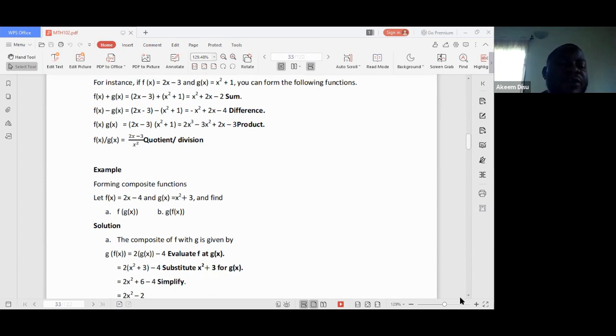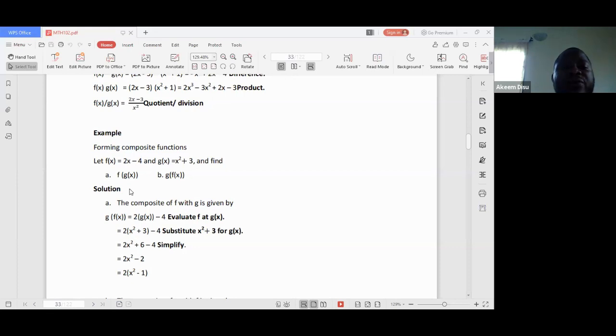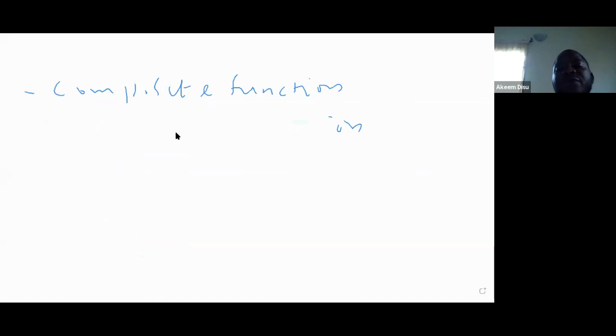Then you see an example. The question is forming a composite function. Let f(x) = 2 - 4x and g(x) = x squared + 3. Find f of g of x, and find g of f of x. We have to know the process, how to solve it. Let's go to our whiteboard and see what we mean by that. We are dealing with composite functions now.